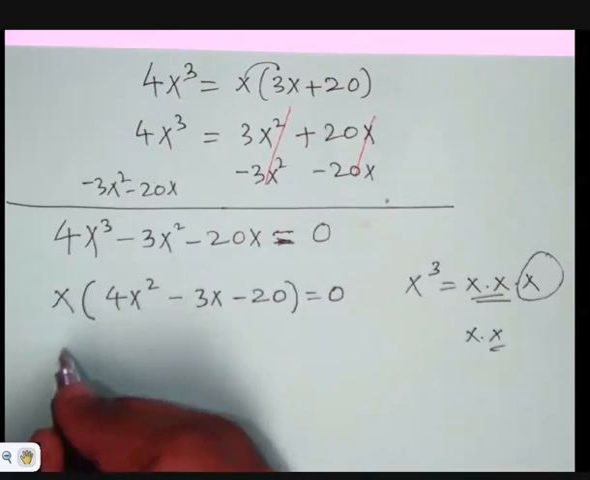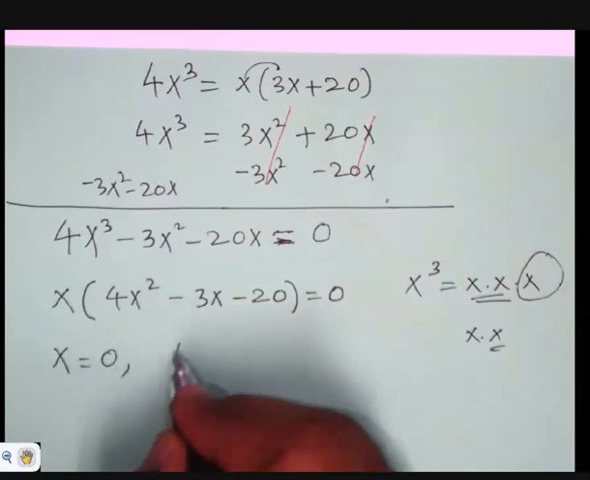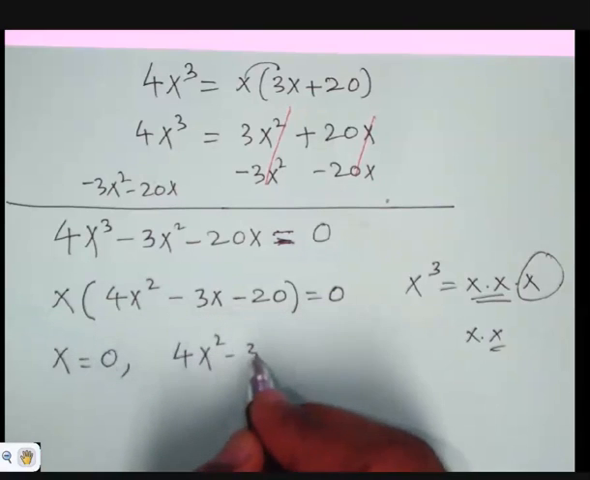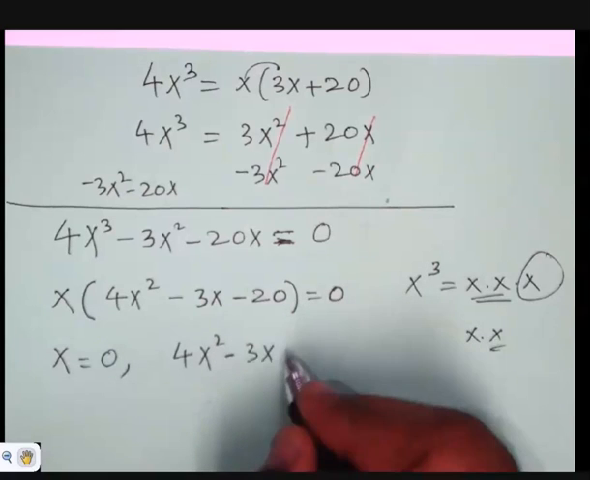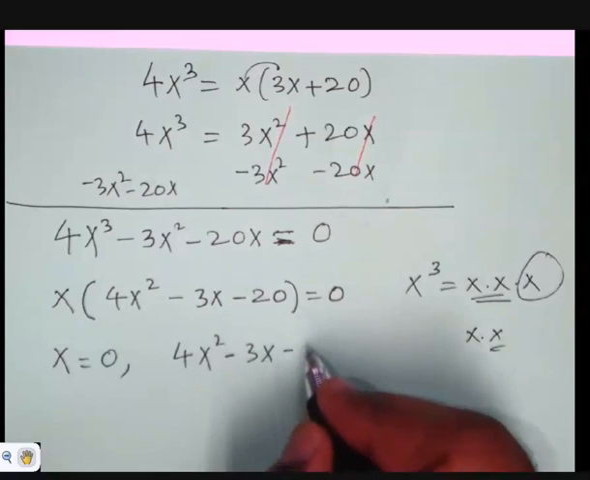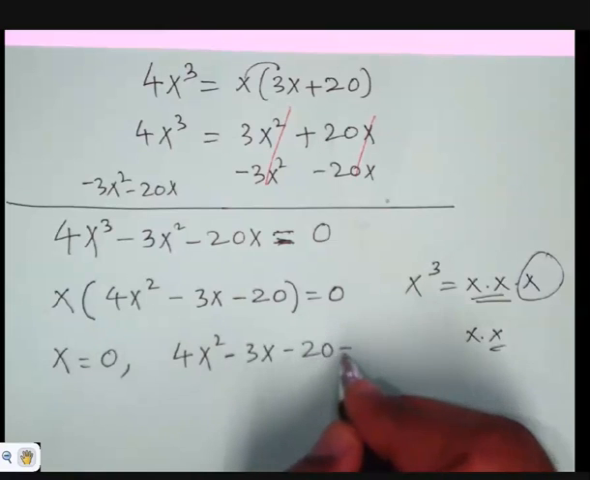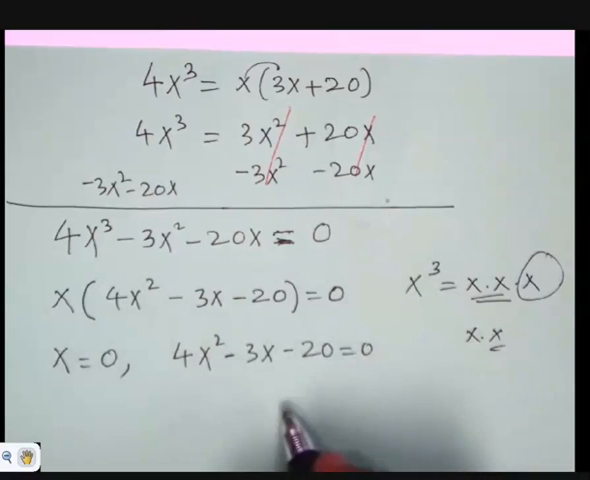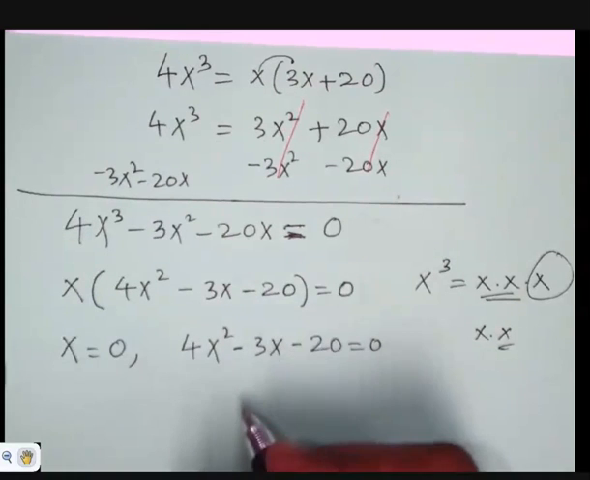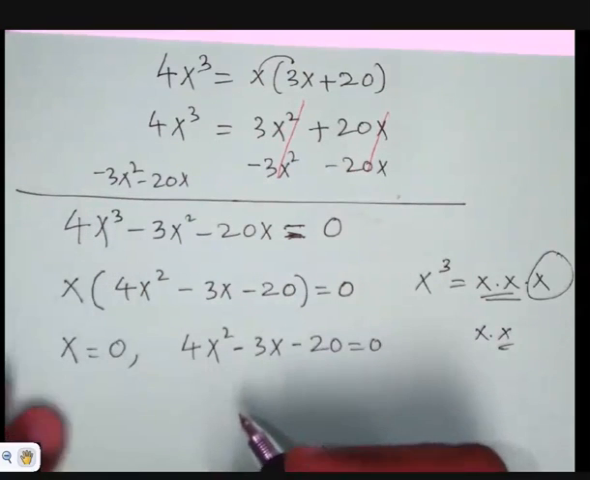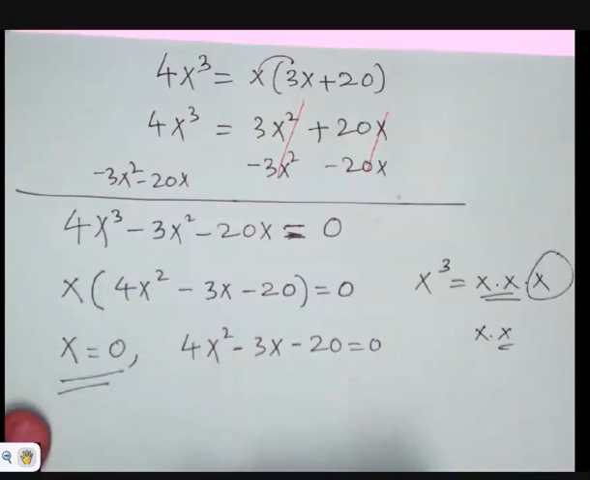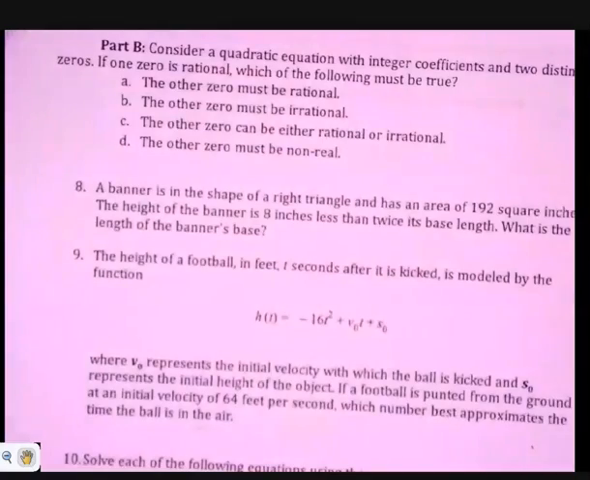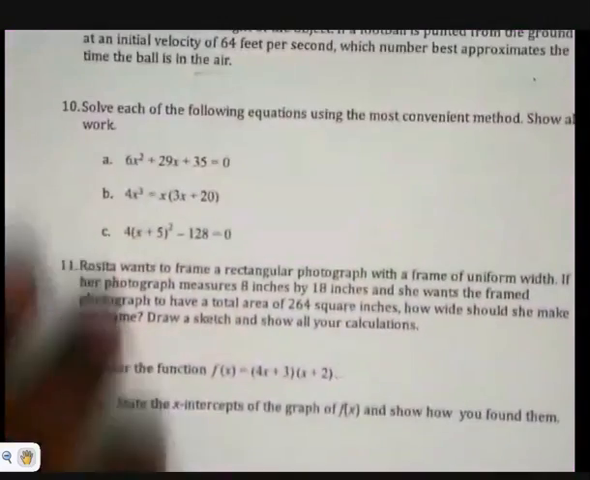So now you have x is equal to 0 and 4x squared minus 3x minus 20 is equal to 0. Now this we'll have to break down or solve, whichever method you are comfortable with. You'll end up getting 3 answers. This is the first, 2 more you'll get from here.